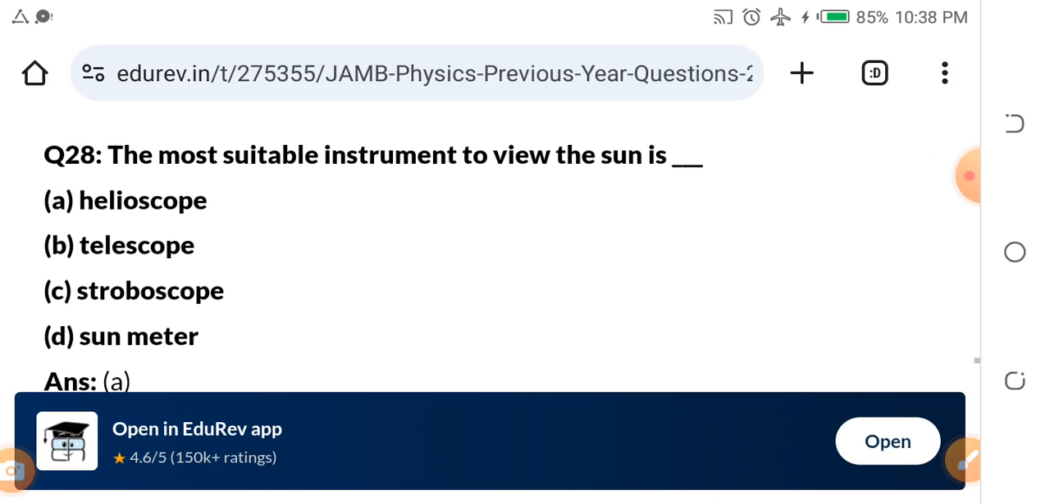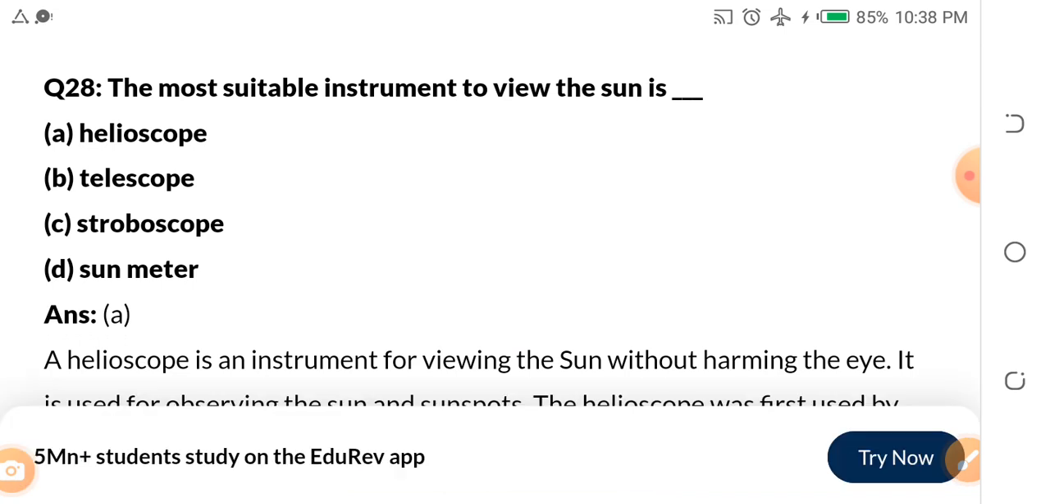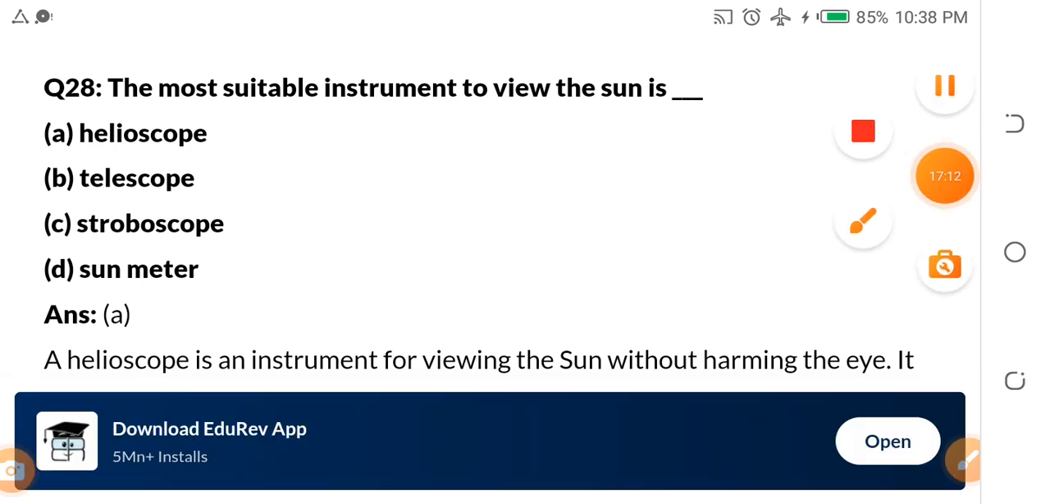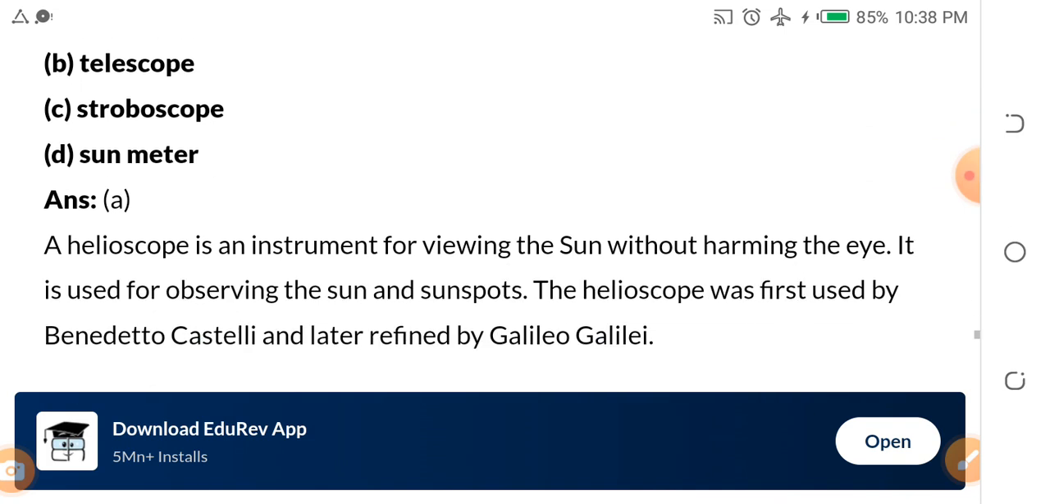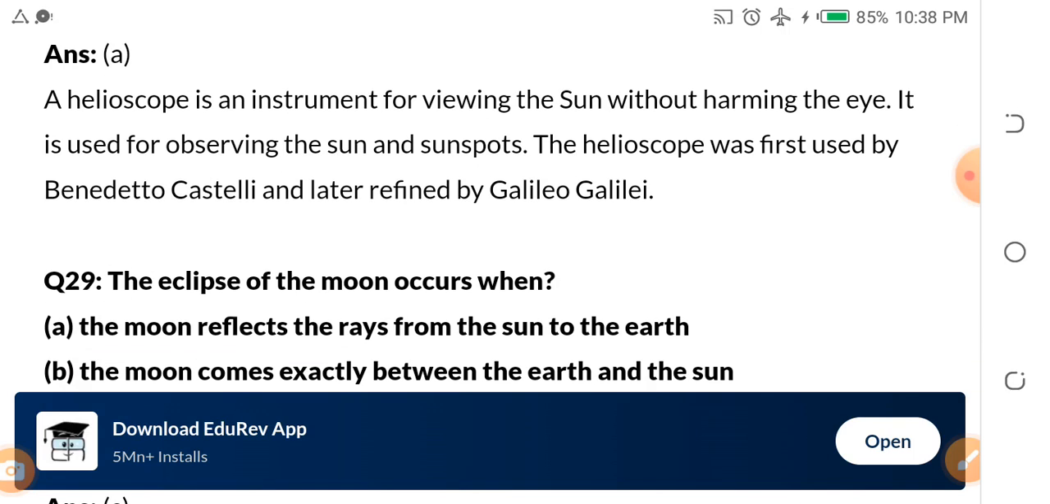Now, the last assignment for you, which I want you to submit in the comment: find out what a telescope is used for, what a stroboscope is used for, and what a sun meter is used for. I want you to give them to me because JAMB will twist their questions, and these are the areas they might want to come from.